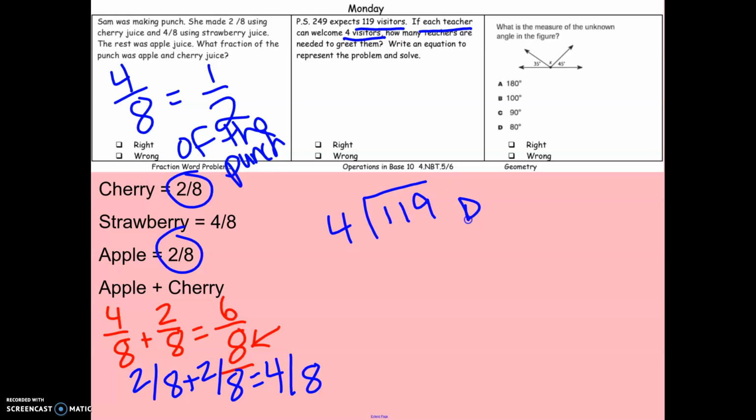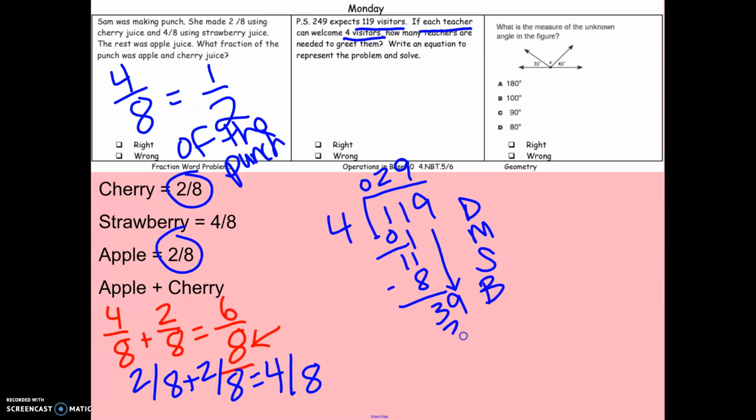So remember, we're going to divide, multiply, subtract, and bring down. So 4 can go into 1 0 times. 4 can go into 11 2 times, which is 8. We'll subtract, that equals 3, and bring down the 9. 4, 8, 12, 16, 20, 24, 28, 32, 36. So 4 can go into 39 9 times. We got a remainder of 3.